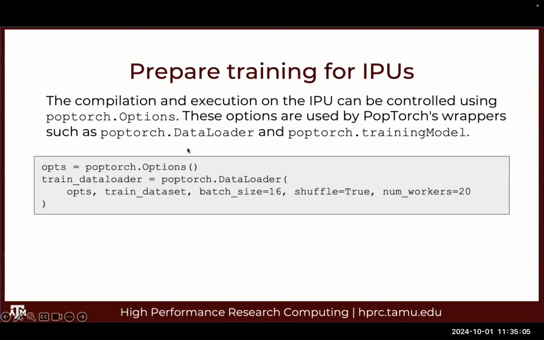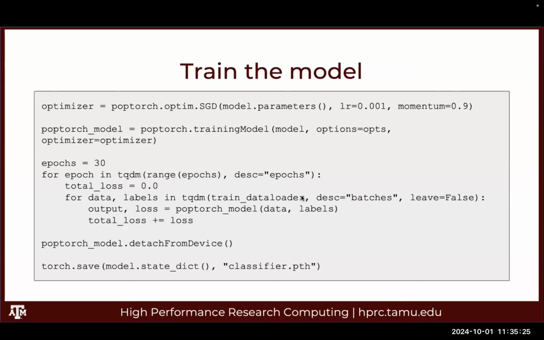Here you can see we have a data loader wrapper, and we can just pass the options to it, as well as the training data, batch size, shuffle true, and number of workers. This is for the training data loader. After that, we can train the model.